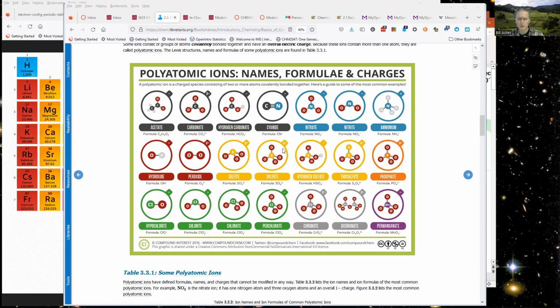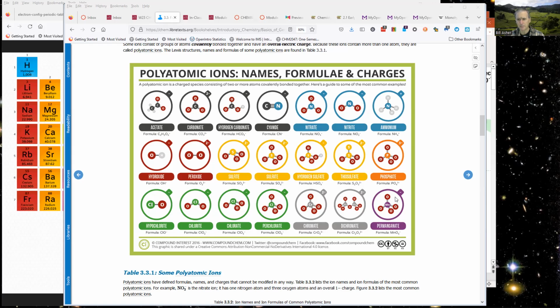Sulfate is SO4, which has a -2 charge. That will also be a really important component of acid rain, generally sulfate ions. Down here is hypochlorite ion, which is common bleach. Chlorite ion, which is ClO2 minus. Chlorate, ClO3 minus. Perchlorate. These are all related to bleach down here.